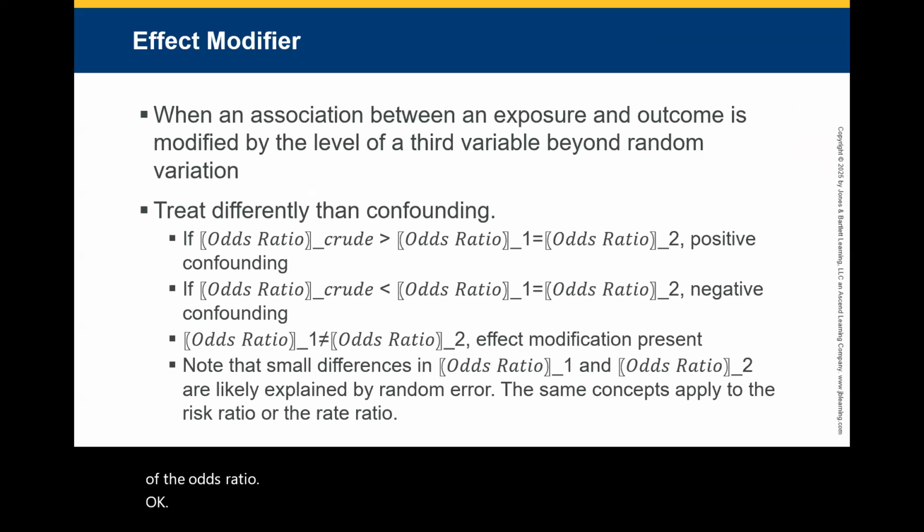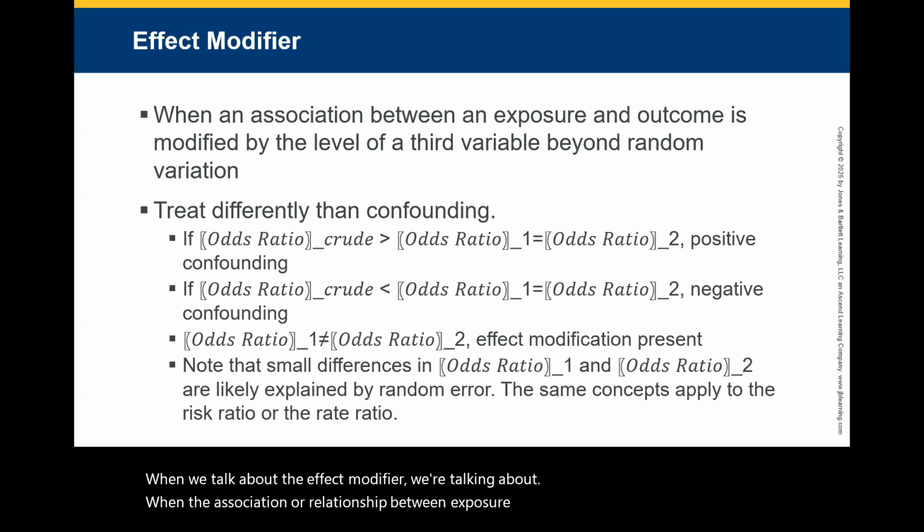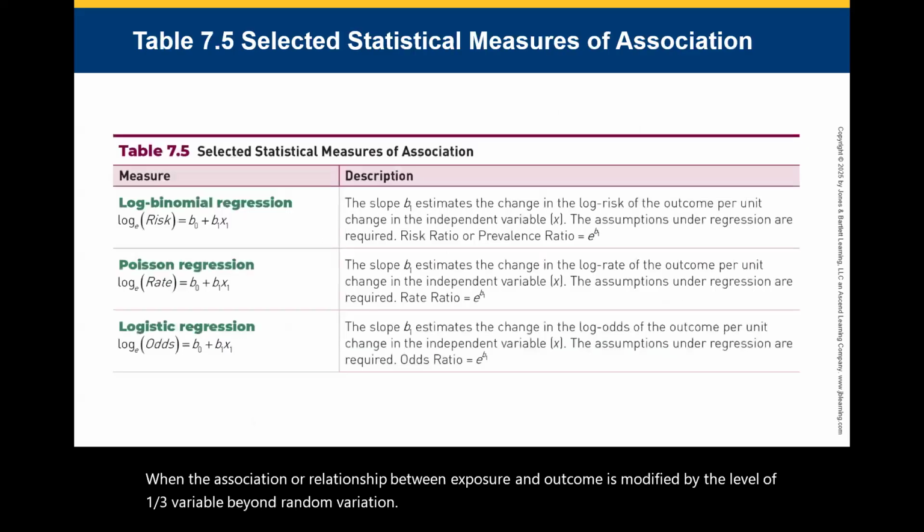When we talk about the effect modifier, we're talking about when the association or relationship between exposure and outcome is modified by the level of a third variable beyond random variation.